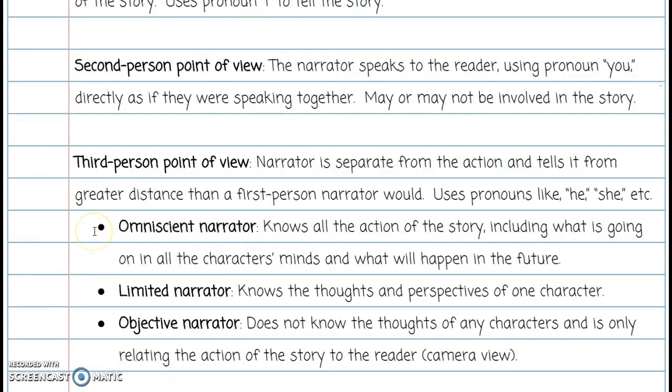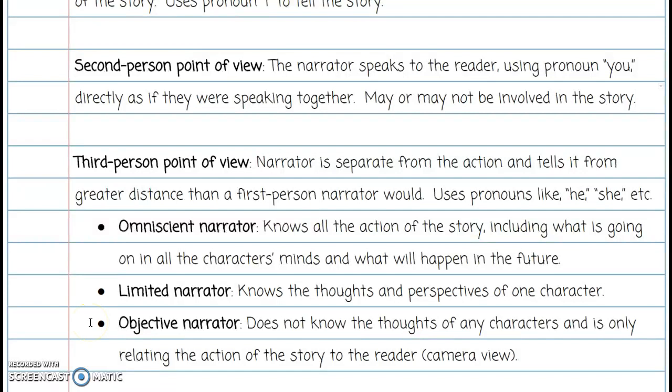An omniscient narrator knows all of the action of the story, including what is going on in all the characters' minds and what will happen in the future. A limited narrator knows the thoughts and perspectives of one character, meaning that they can see into the mind of one character.